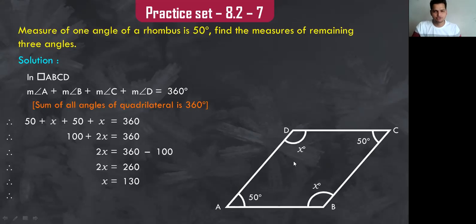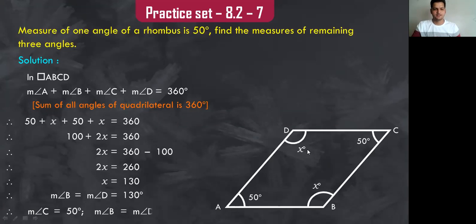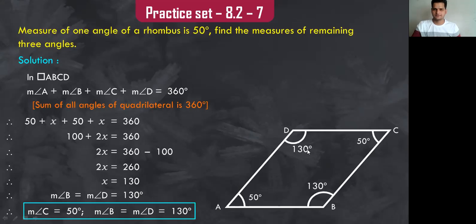As we have assumed angle B and D as x degrees, so that is 130 degrees. So measure of angle B is equal to measure of angle D is equal to 130 degrees. And then we will write the final answer as stated in the box for better presentation. And with this, this particular sum gets completed.